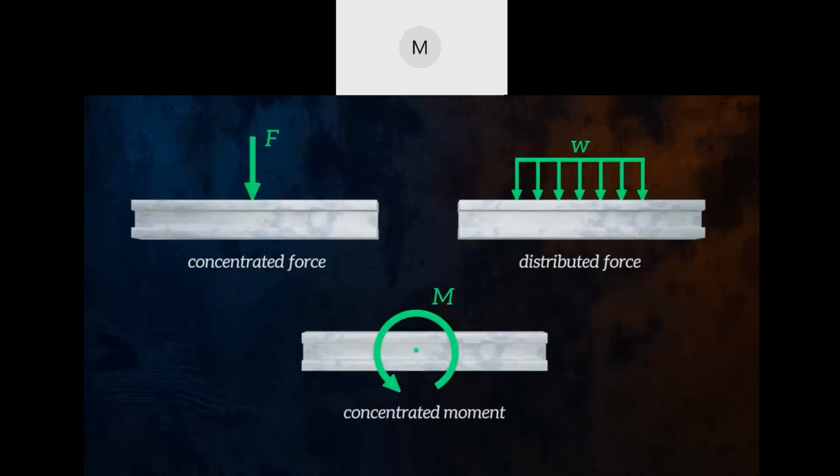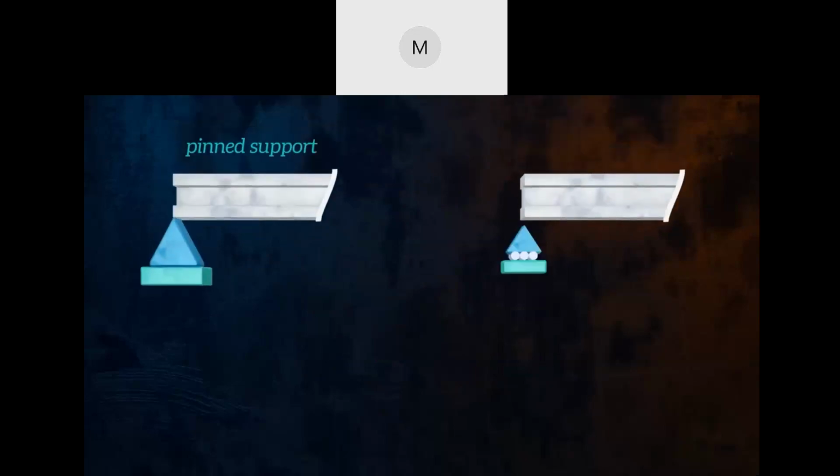Beams can also be supported in a number of different ways. They can have pin supports, roller supports, or be fully fixed, which each restrain the beam in different ways. Pin supports prevent vertical and horizontal displacements, but allow rotation. Roller supports prevent vertical displacements, but allow horizontal displacement and rotation. Fixed supports prevent all displacements and rotation.